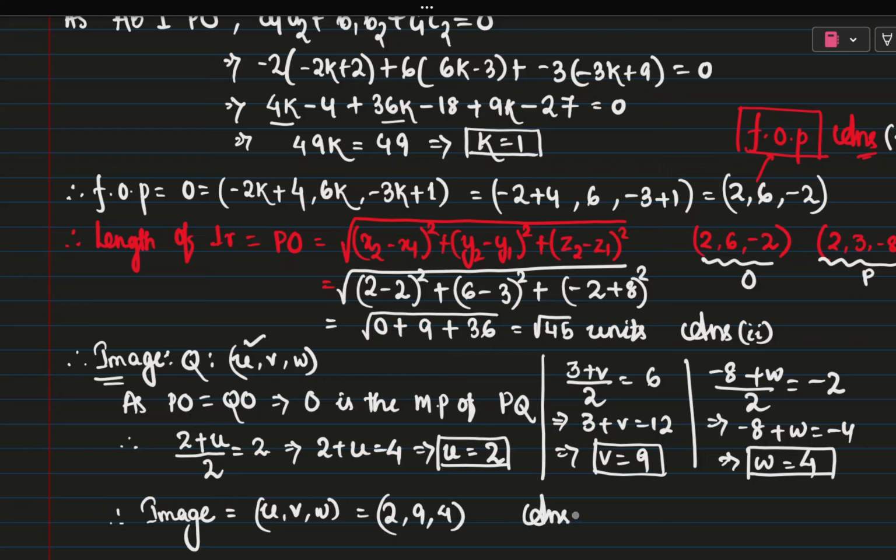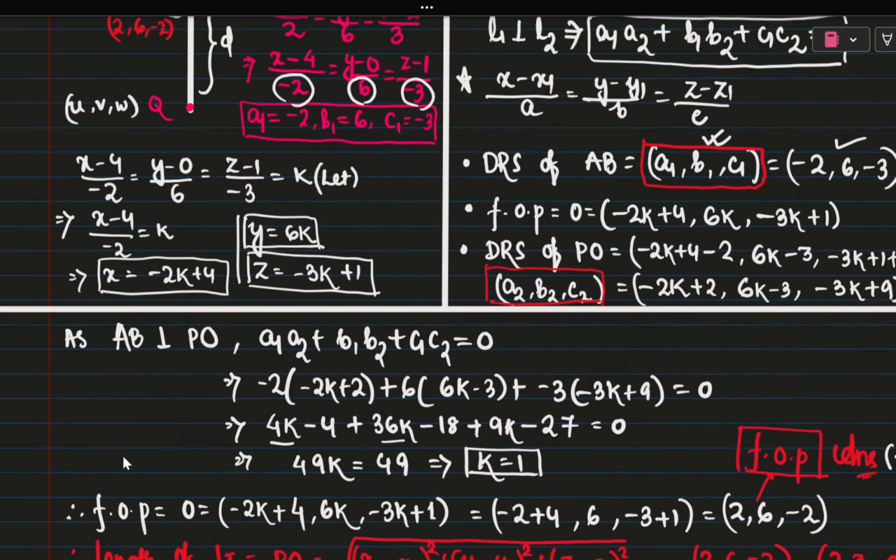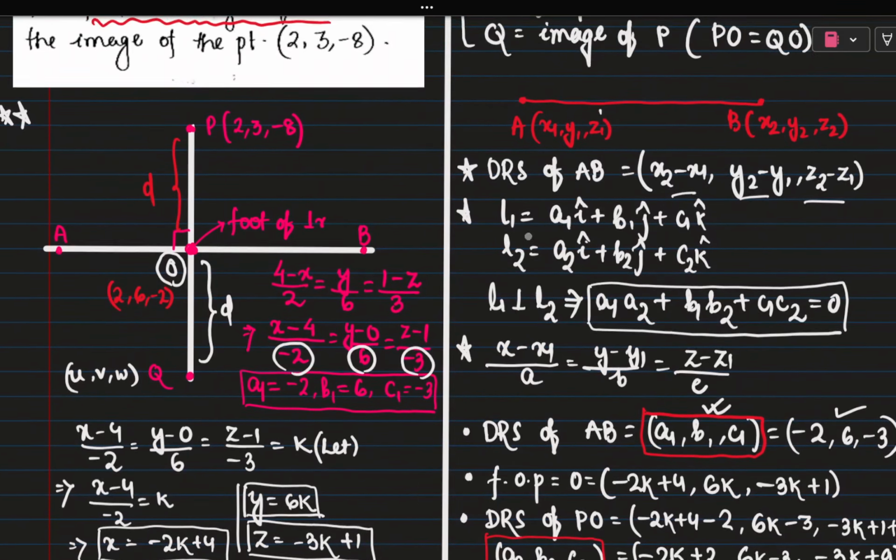So I hope this question is understood by everyone. Just a quick recap. What we have done: the point P is given, and first we need to find the foot of the perpendicular drawn from the point P to AB. Second, we need to find the length of the perpendicular, and third, the image of that point P. As these two lines are perpendicular, I need to find the direction ratio of AB and the direction ratio of PO.